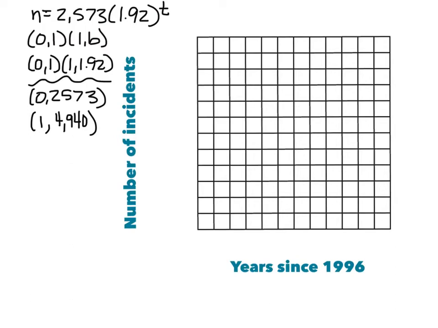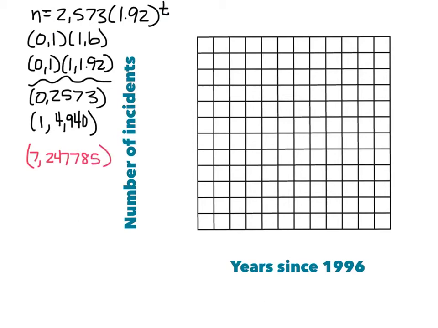Okay, now look, these points should make sense. 0 is the time since 1996. So if it's been 0 years, shouldn't I have just the amount that I started with? And look, 0, here's the amount that I started with. In 1 year, I should gain 92% more, right? Well, this is just the original times 1.92 to the first power. Now, another point that's going to help us plot all this is the point that we found a moment ago. After 7 years, there were 247,785 incidents.